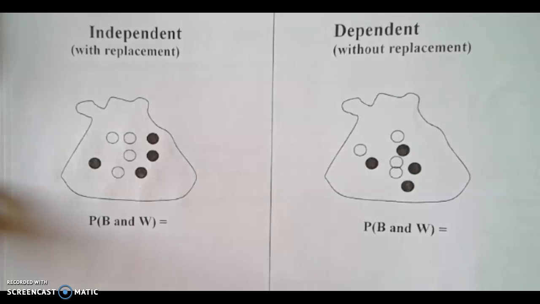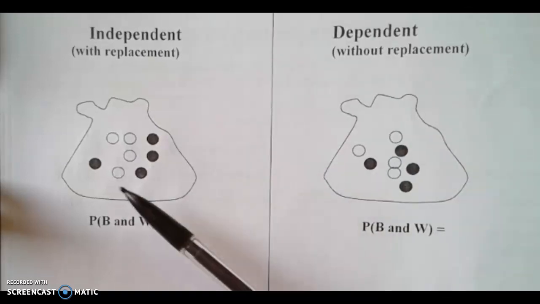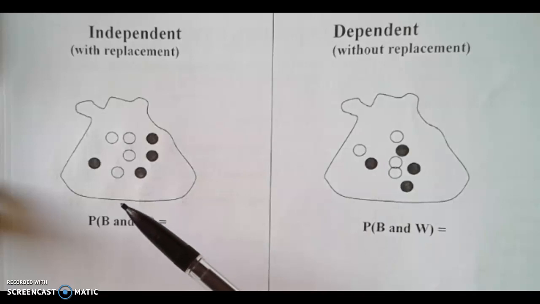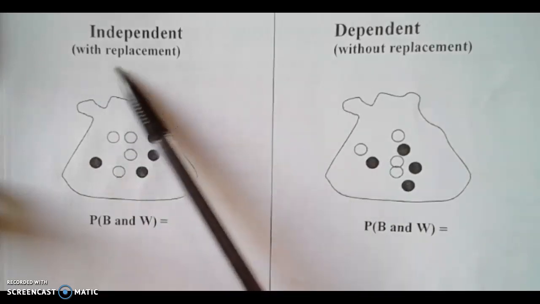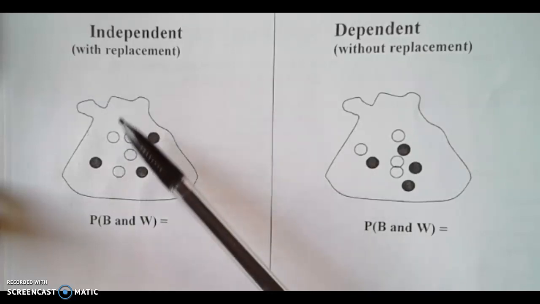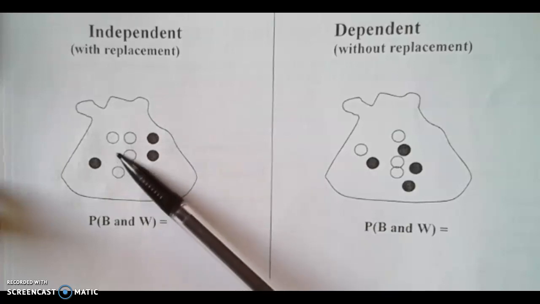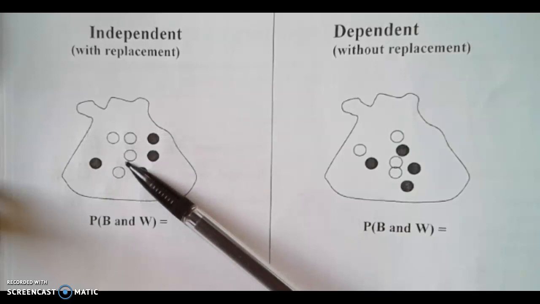On the next page, we have sets of bags of marbles here, okay? And the bags of marbles are the same on both sides here. So I've got my independent on the left, which means I'm going to replace my first marble. I'm going to take a marble out, look at the color, record it, and then put that marble back in the bag. Okay, so these are independent because I'm going to keep the same number of marbles every single time.